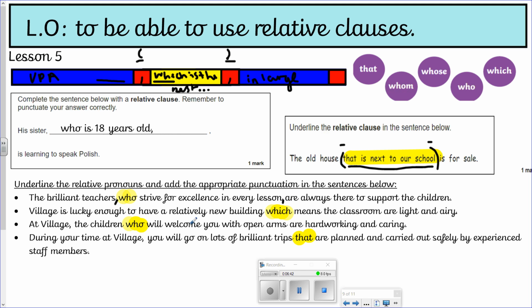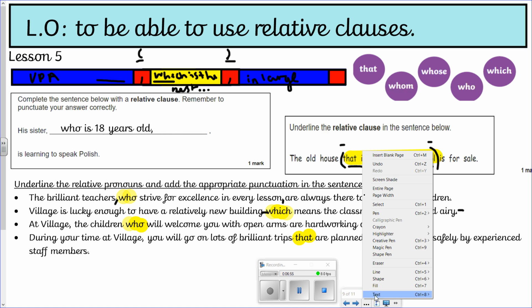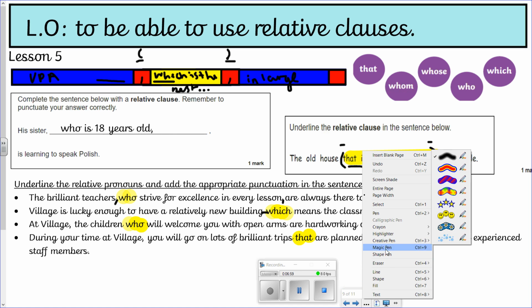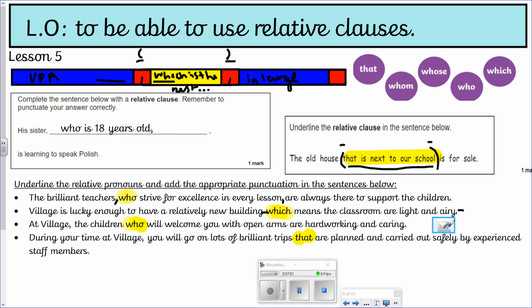Village is lucky enough to have a relatively new building, which means the classrooms are light and airy. I'm going to put a dash here. So I want you to think now, would I need a dash at the end? I'm hoping you're all screaming at the screen and saying, no, Miss Evans, we 100% do not need a dash at the end because it's the end of the sentence. It's a full stop. So we don't need a dash unless there is going to be writing after it. So just one dash is fine.